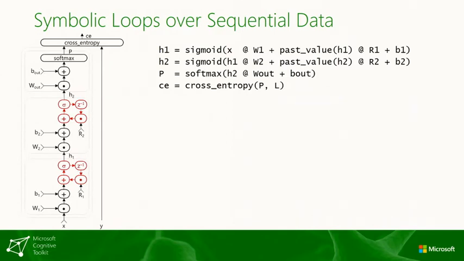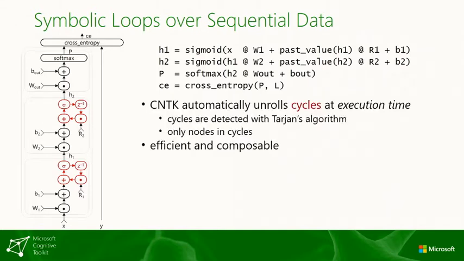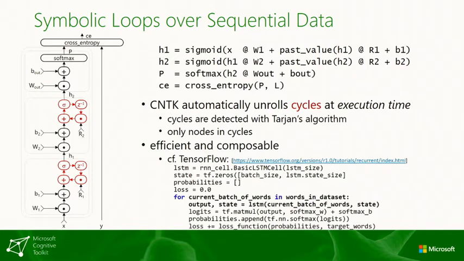Inside CNTK, once it sees this code, it represents this recurrent thing, past value, as a symbolic loop. These are the red circles inside the graph. This is speech, so we're familiar with all these Z-transform signal processing kind of things. Z minus one is a time delay, and you have this graph that represents how the whole network should look. Once the graph is built, CNTK automatically unrolls the loops at execution time. Loops are detected with the Tarjan algorithm, and it only includes nodes in the cycles. Then it can run very efficiently and be very easily composed with others.